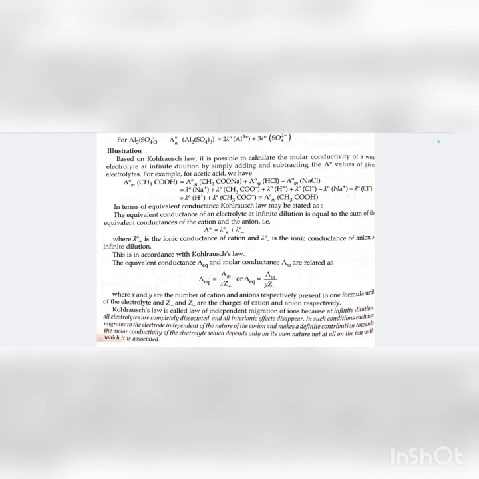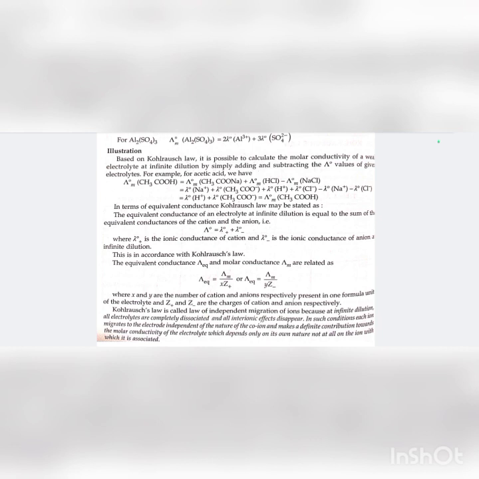The equivalent conductance of an electrolyte at infinite dilution is equal to the sum of the equivalent conductances of cations and anions. This is in accordance with Kohlrausch's law. The equivalent conductance lambda eq and molar conductance are related as lambda eq is equal to lambda m divided by x z positive, where x and y are the number of cations and anions respectively present in one formula unit of the electrolyte, and z positive and z negative are the charges on the cations and anions respectively.